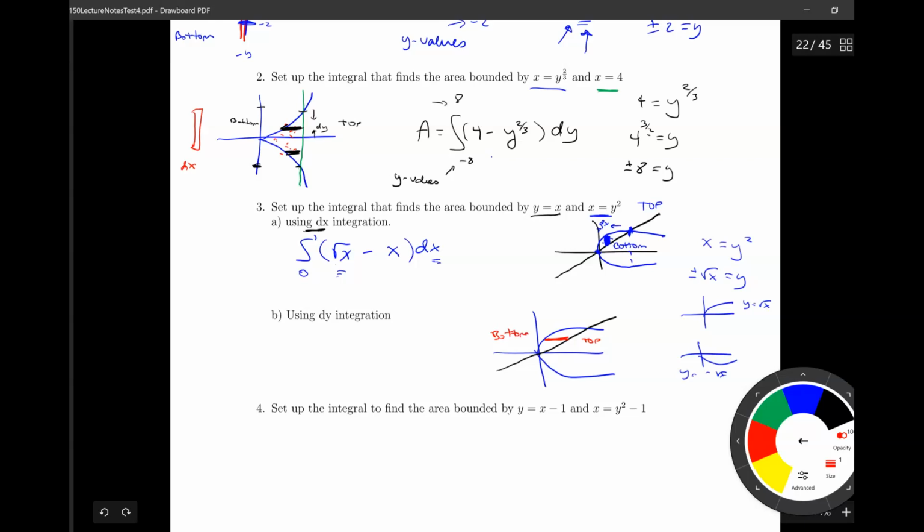All right, so dy integration, integral. The top of the rectangle is the line y equals x. Since I have y here, I'm going to use x equals y, subtract off the bottom, which is y squared. Top minus bottom. And then again, I'm going to be using y limits of integration. So I can see I'm going to start at y equals 0, and it's going to be y equals 1 where they intersect as well.